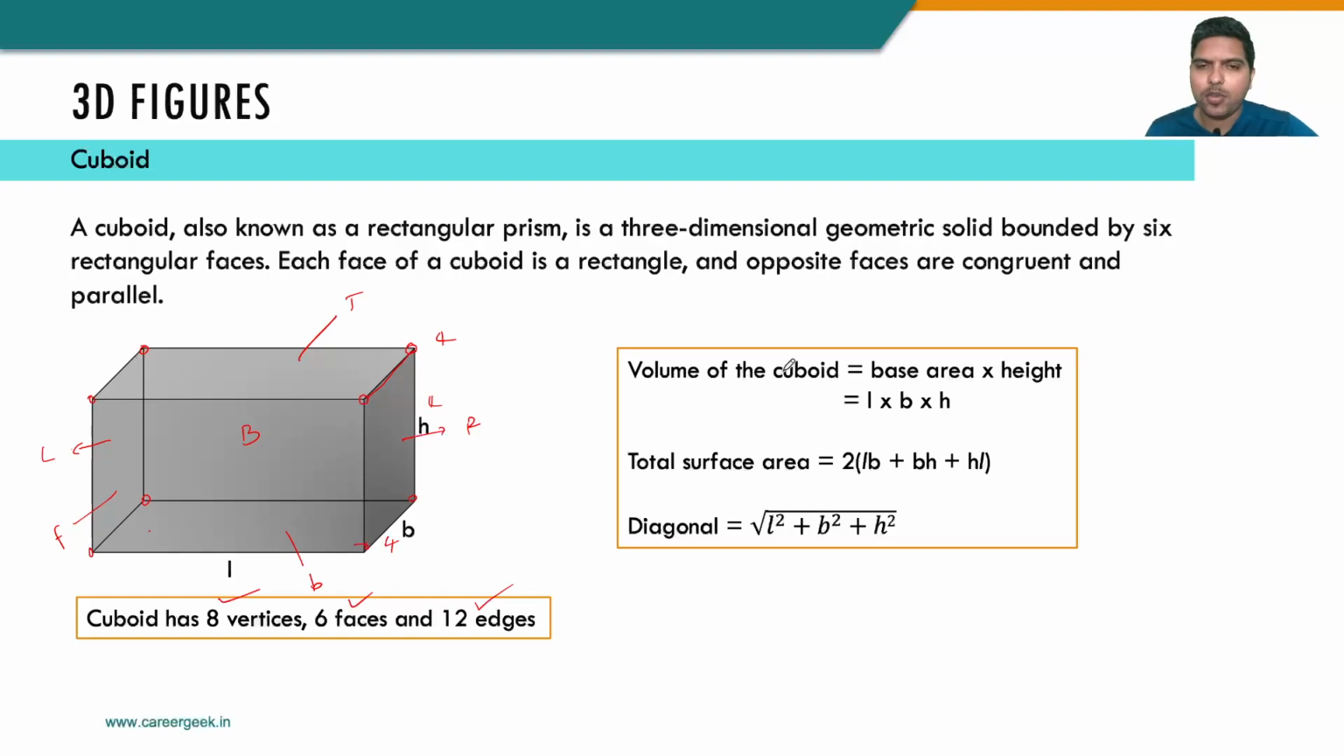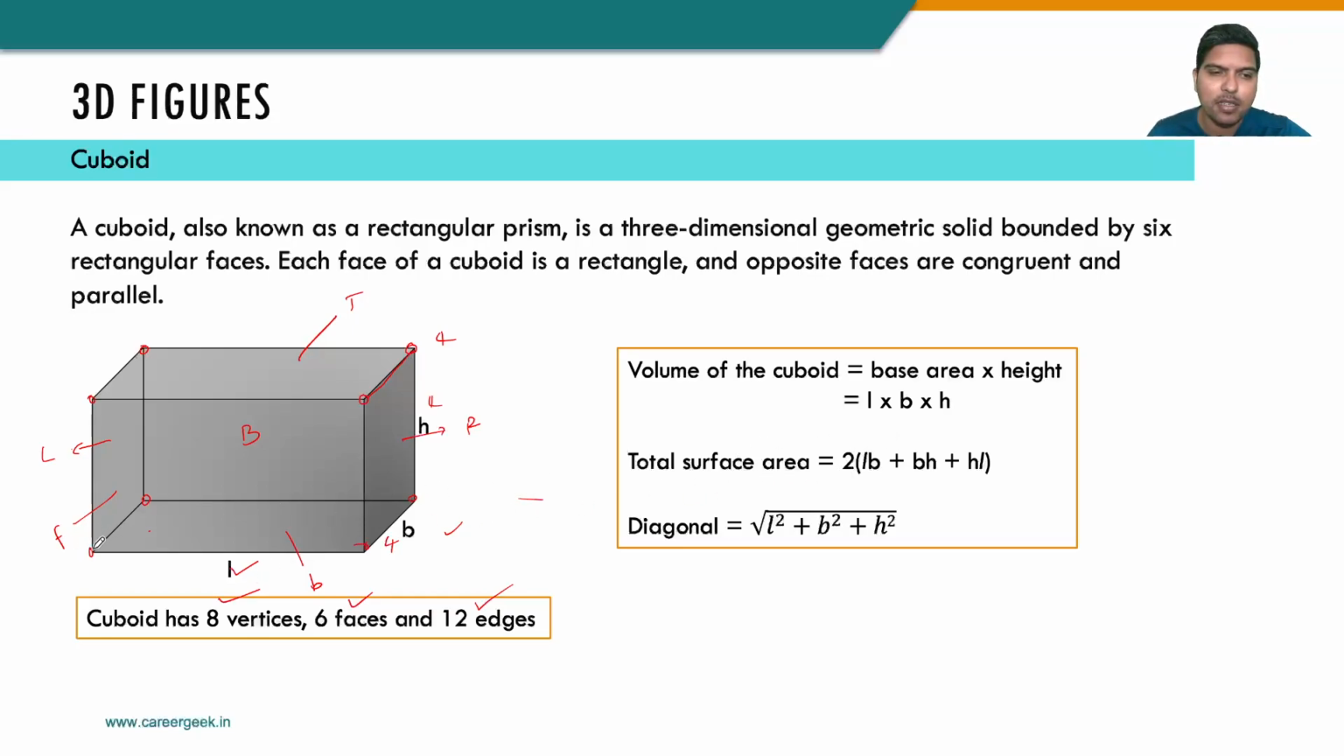So these are straightforward: volume of cuboid, length into breadth into height, total surface area. So you can see each rectangle is length into breadth. There are 2 length into breadths. There are 2 breadth into height and 2 height into length. So you add them, you get this.